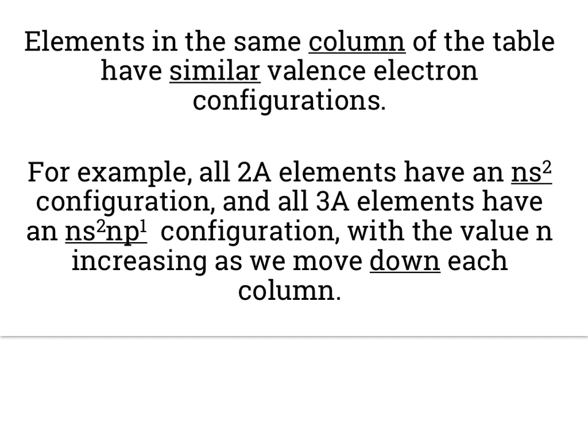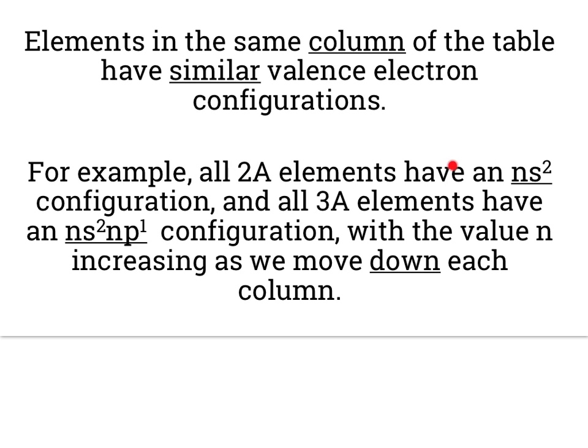So, elements in the same column of the table have similar valence electron configurations. Now, that does not mean they have the same. Most of the time, they're pretty much the same number of valence electrons. Transition metals change a little bit. Some of the ones under, like, transition metals change. Few of the F elements change. But most of them have the same number of valence electrons.